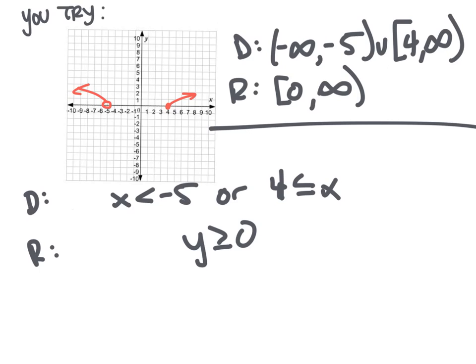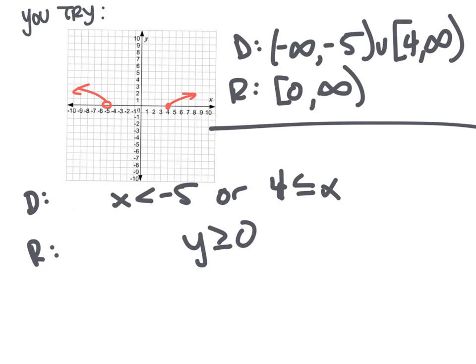So the domain, reading from left to right, all these x's are less than -5, or all these x's are greater than 4, or greater than or equal to 4. You could also write that as 4 is less than or equal to x. And all of these y's are greater than or equal to 0. You could have also written 0 is less than or equal to y.